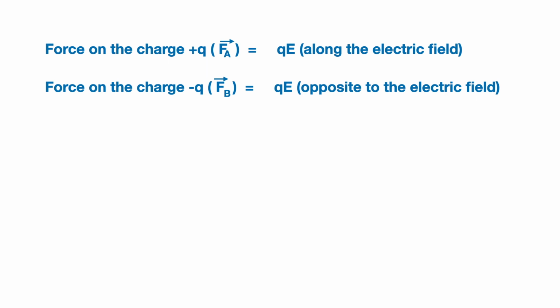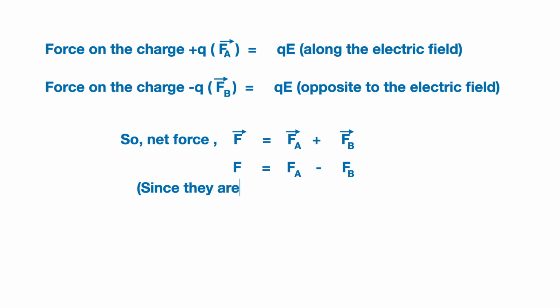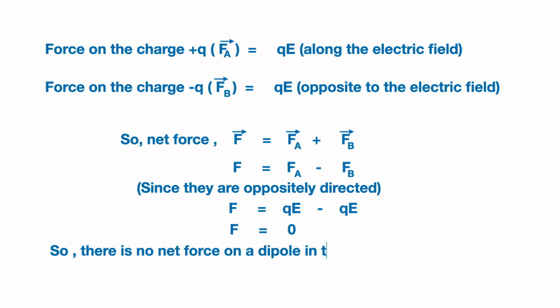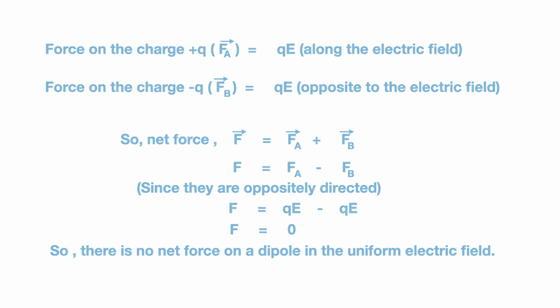So the net force F will be the sum of the force Fa and the force Fb. Since Fa and Fb are directed in opposite directions, in terms of magnitude we get F equal to Fa minus Fb. Since Fa and Fb are both equal to qE, F can be written as qE minus qE, that is 0. So there is no net force on the dipole in a uniform electric field. Whenever a dipole is kept in a uniform electric field, the net force will be equal to 0.